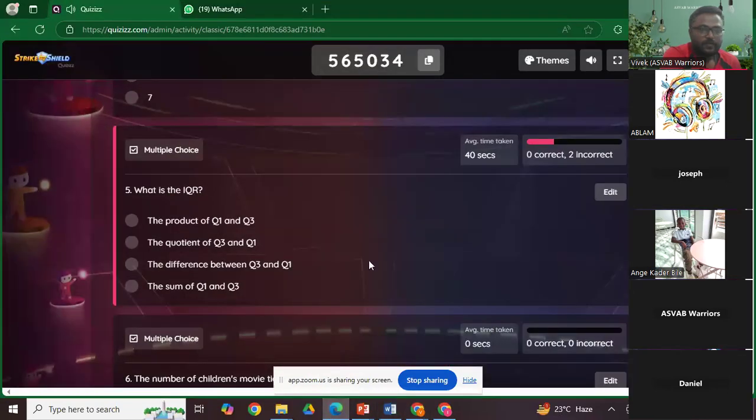What is IQR? I don't recall any of this. Oh, it's interquartile ranges. This will not come in your ASVAB. You can just put any answer into it. Okay, it doesn't matter much.